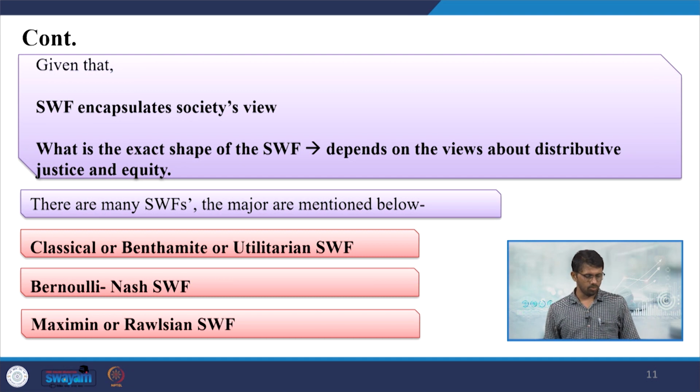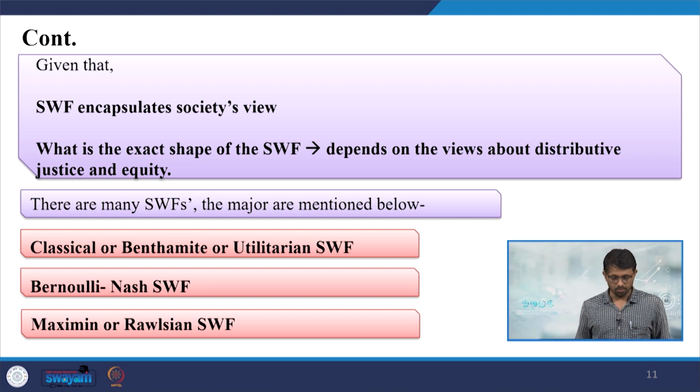So, SWF encapsulates society's views. What is the exact shape of the SWF? That really depends on the views about distributive justice and equity. There are many social welfare functions. The major ones are discussed here. Broadly, three we are discussing: the classical or Benthamite, utilitarian, social welfare function, the Bernoulli-Nash social welfare function, and the Max-Min or Rawlsian SWF.